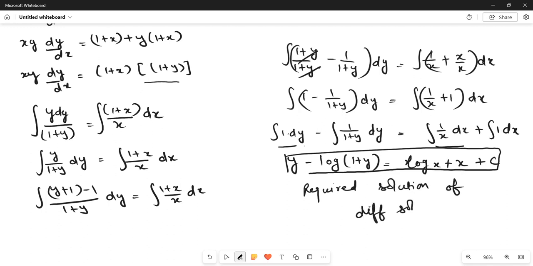So in this way, if you are given any equation, you can solve it by using the variable separable method.